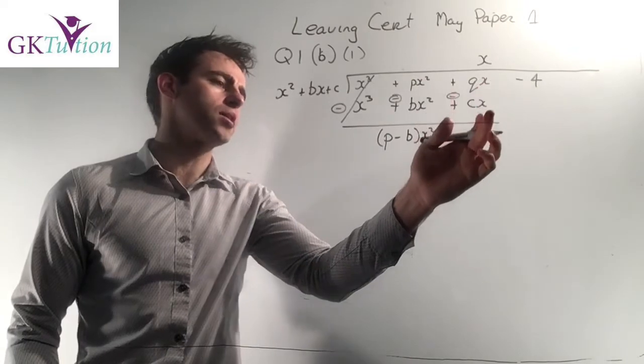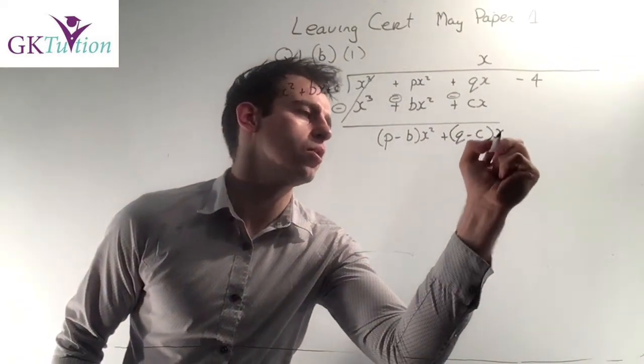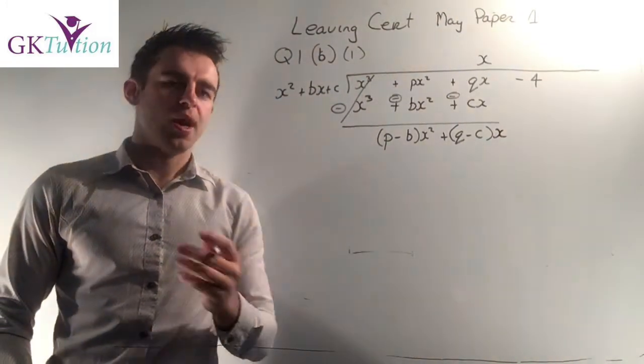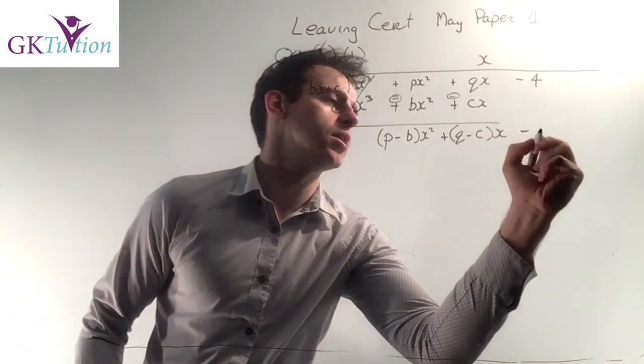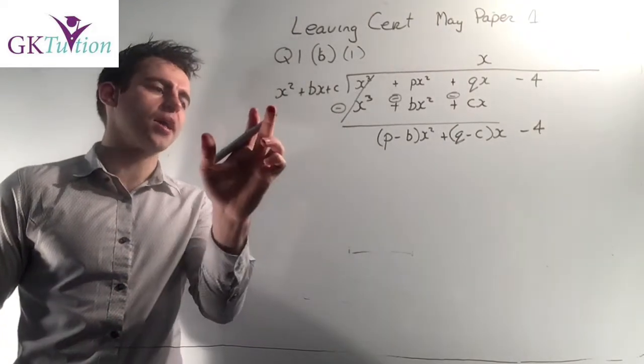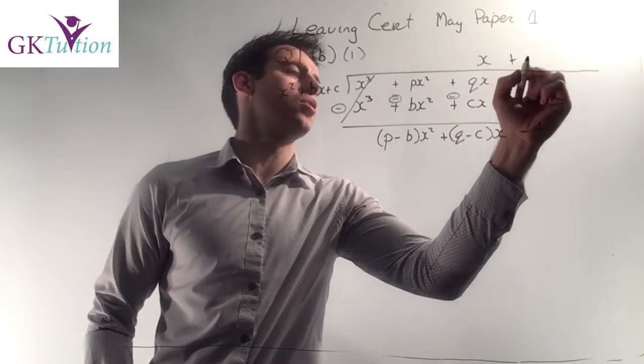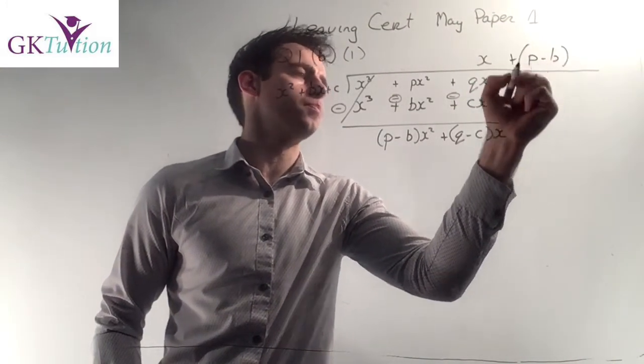Here I've got qx minus cx. Rather than writing that as 2 terms, I'm going to write it as q minus c times x. And then the last step in your long division is you take down the next term. Now we just start our process all over again. X squared divided into p minus b times x squared, we'll just go in p minus b times.